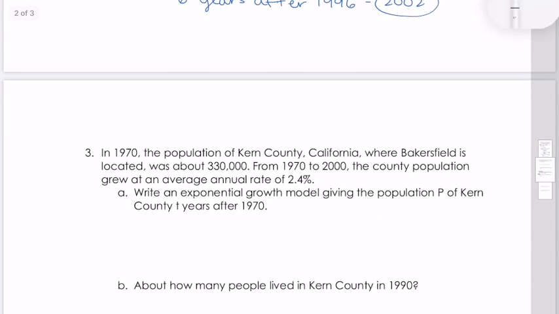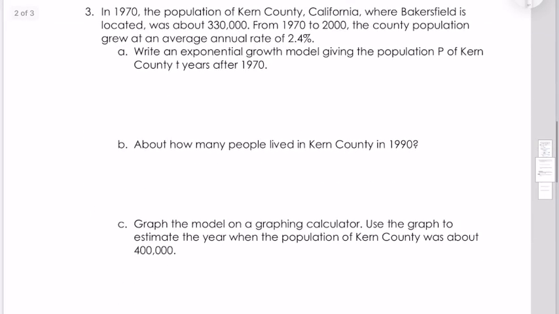We'll have more practice with those in case that one didn't make sense. Now, in 1970, the population of Kern County, California, where Bakersfield is located, was about 330,000. That's my initial population. It grew at an average annual rate of 2.4%, so 1 plus 0.024, and then to the power of T, where T is years after 1970.